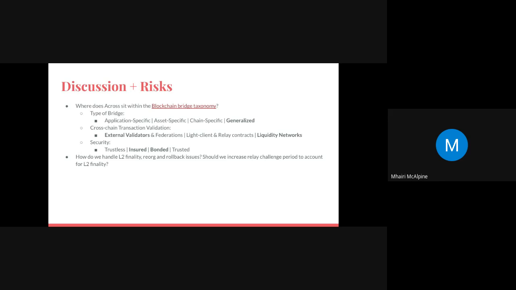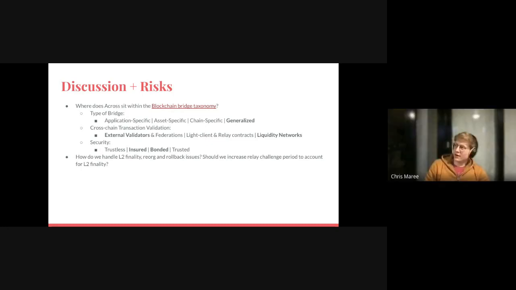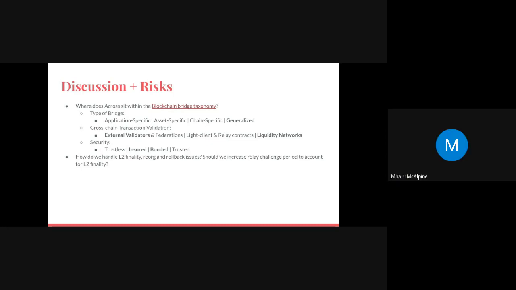Could I just ask who the anticipated users of this would be? Is it envisaged that it would be individuals using it, or that it would be protocols using it, or that protocols would integrate it into a larger product?